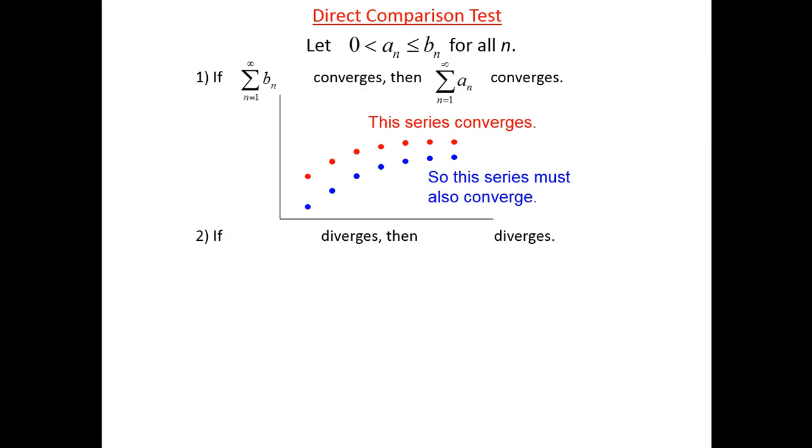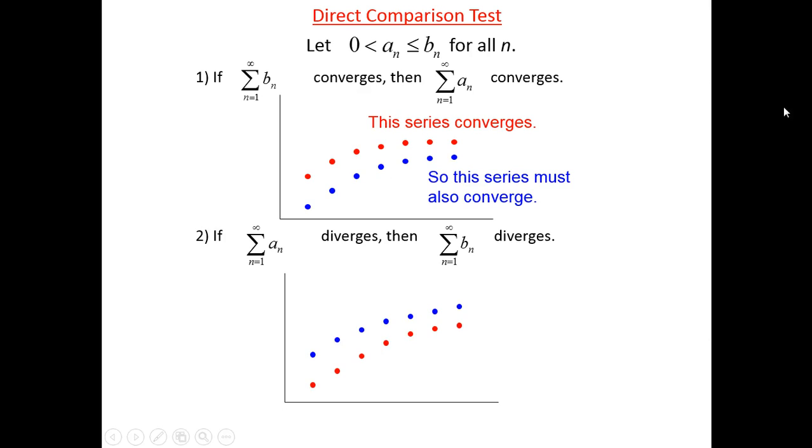But on the other hand, if a sub n diverges, since b sub n is above it, it forces b sub n to also diverge. So this is kind of the opposite case. Same inequality. If a sub n is less than or equal to b sub n, and we happen to know a sub n diverges, then anything above it would also diverge. Little picture representation. A sub n is now the one in red. If it's diverging, then anything above it must also diverge.